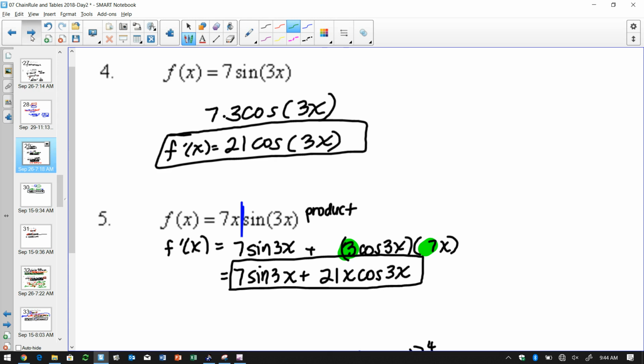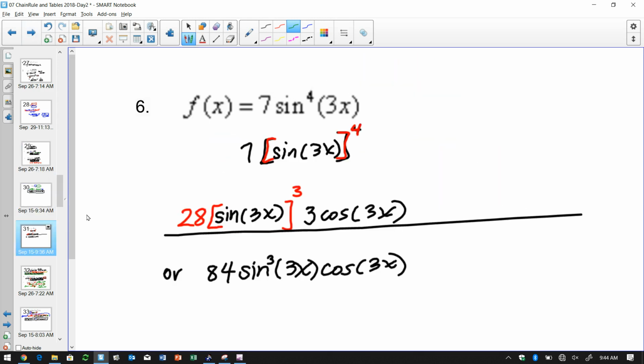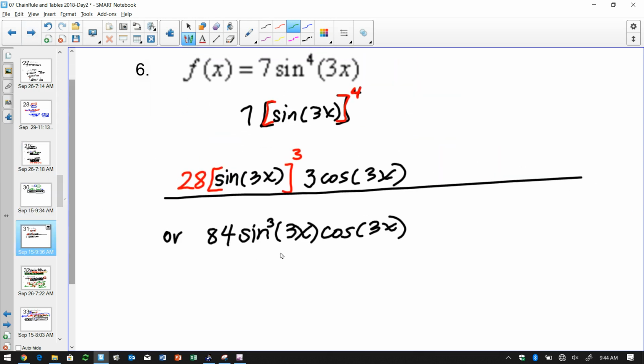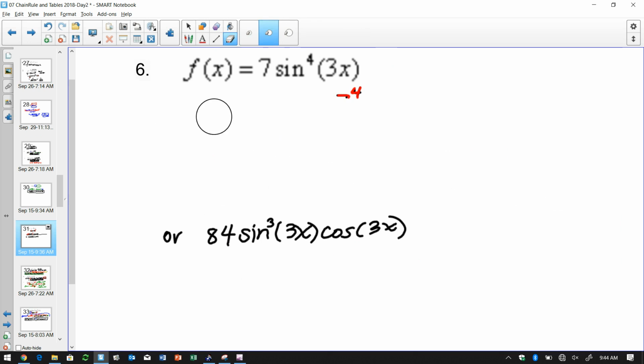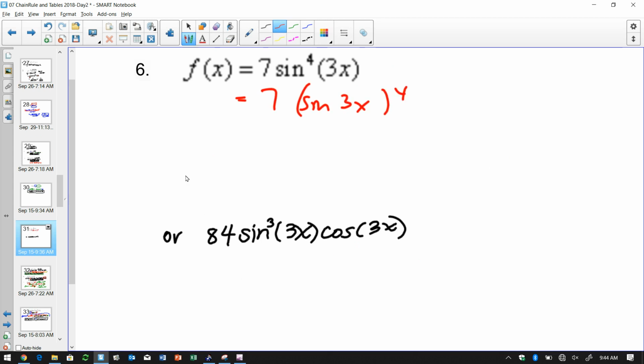Okay. Here's the answer to number 6. Right here. Did you do this problem? Here, let me just do it right now. On number 6, you have to rewrite it. So this would be 7 times sine 3x raised to the 4th power.